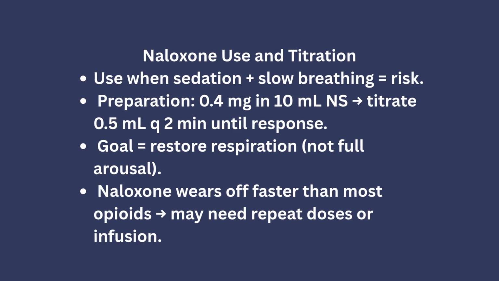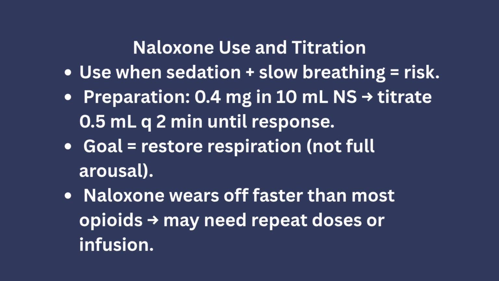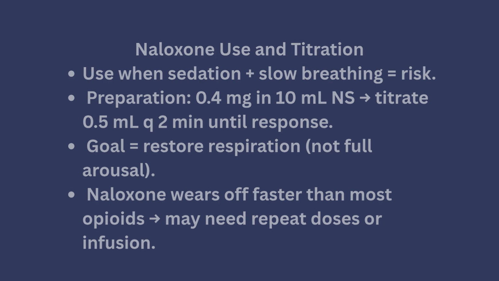If sedation becomes excessive and breathing slows, we use naloxone to reverse the effects. Naloxone should always be diluted, 0.4 milligrams mixed with 10 milliliters of normal saline, and then titrated slowly, about half a milliliter every 2 minutes, until the patient responds. The goal is to restore breathing, not to shock the person awake or send them into severe pain. Remember that naloxone wears off faster than most opioids, so the patient might need repeat doses or even a short infusion, especially if they've been on something long-acting like a fentanyl patch.